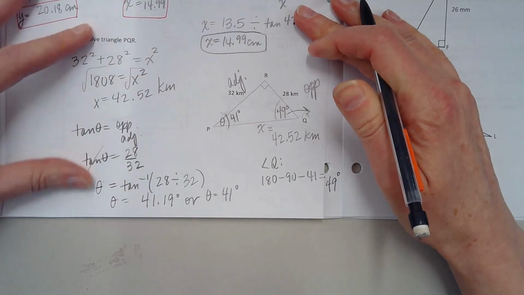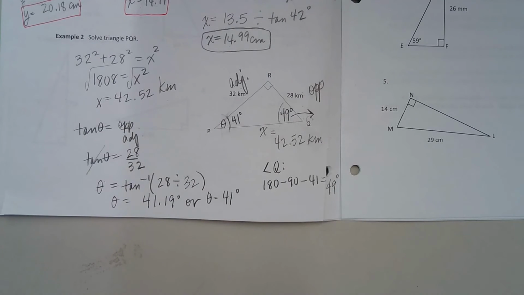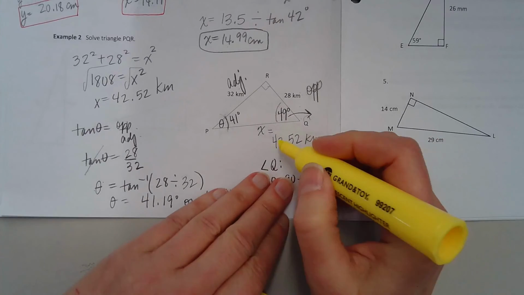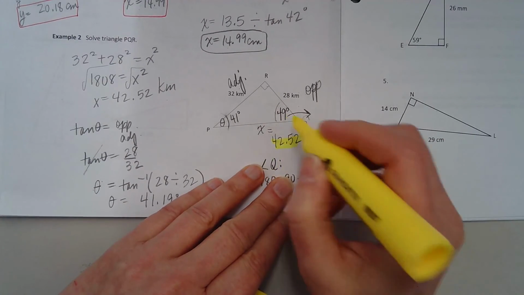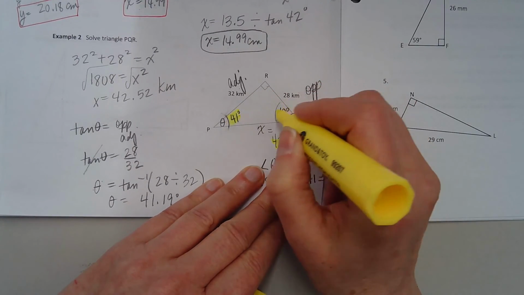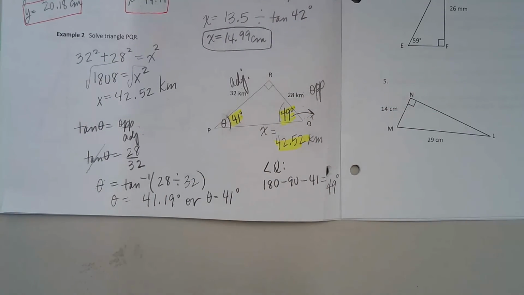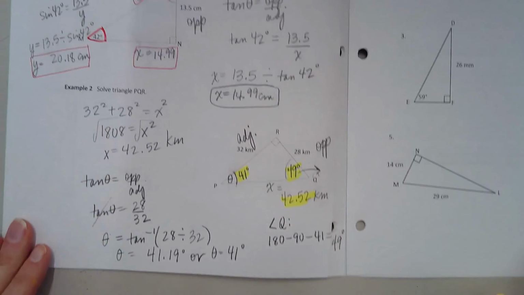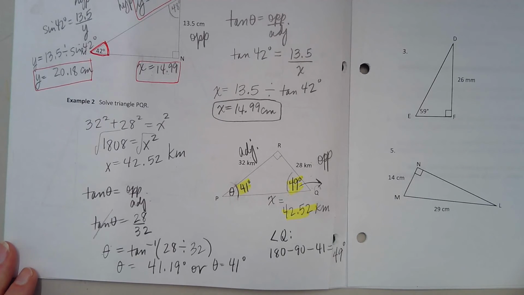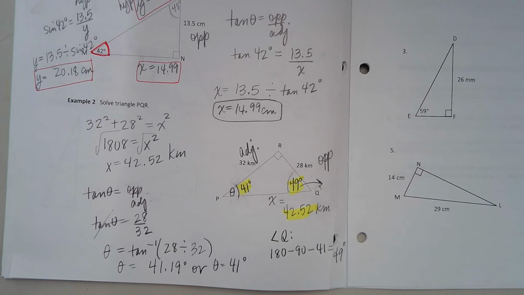Okay, I was told to find the three missing parts, so I did, right? I found the missing side length, I found the first angle, and I found the second angle. And that's what solving a triangle is.